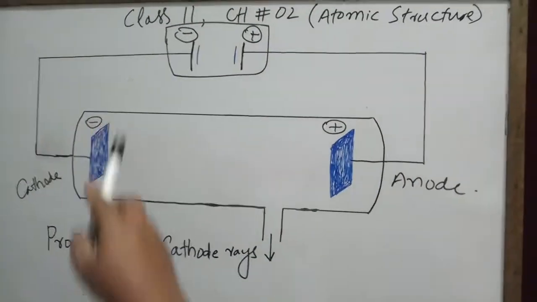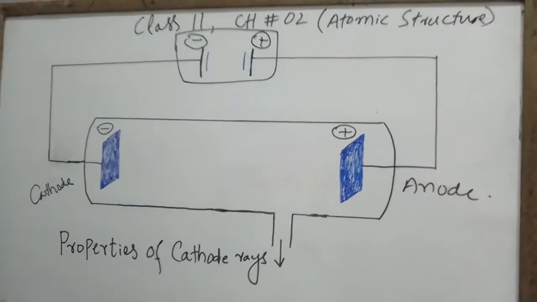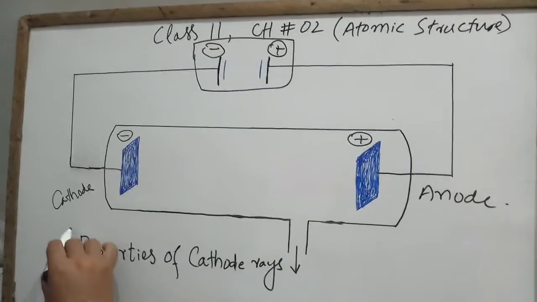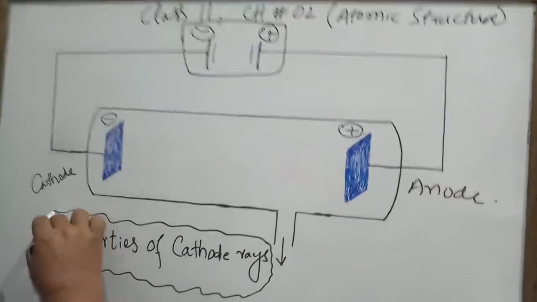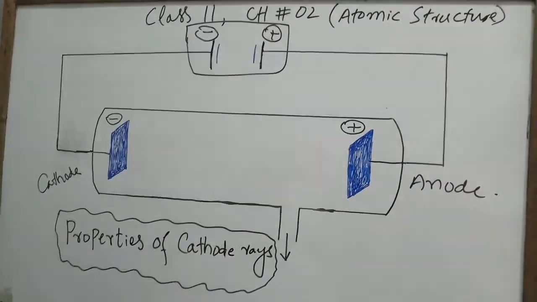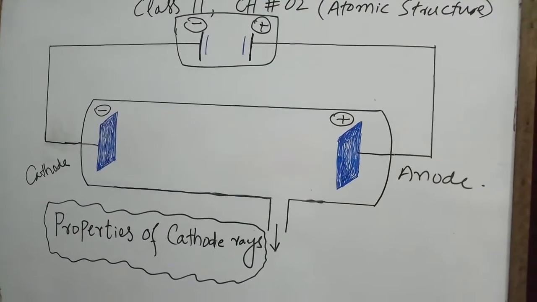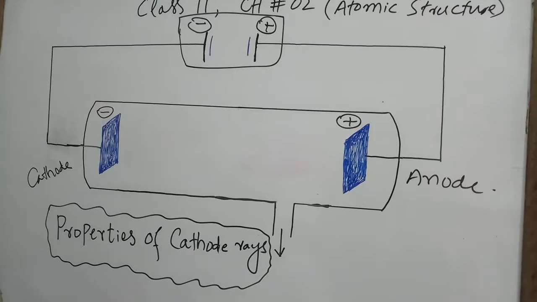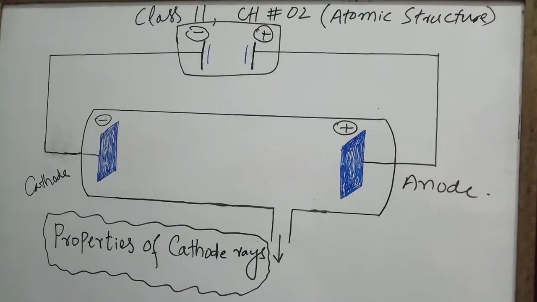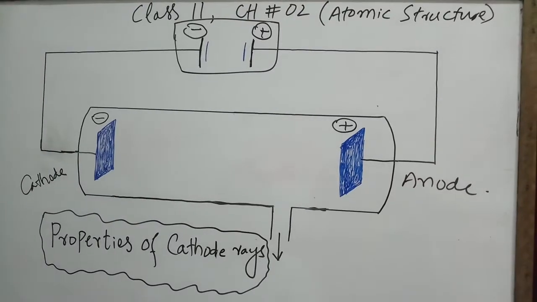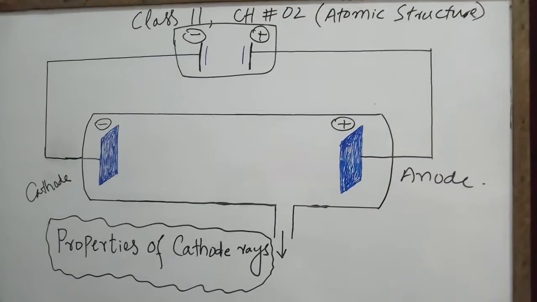Today we are discussing class 11, chapter number 2, atomic structure, and the topic is properties of cathode rays. It can also be called the characteristics of cathode rays. Now we are going to discuss a few properties of cathode rays. These were demonstrated by different scientists, such as Hittorf, J.J. Thomson, and Perrin. So now we are going to discuss them one by one.